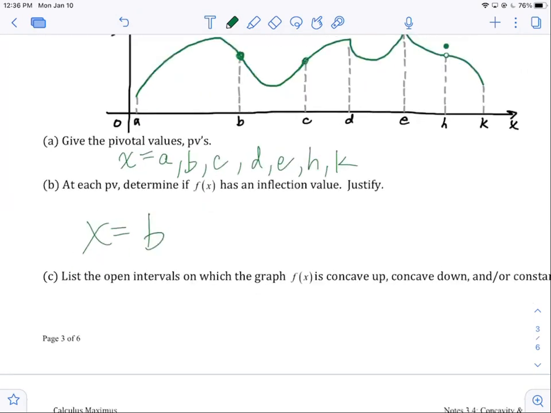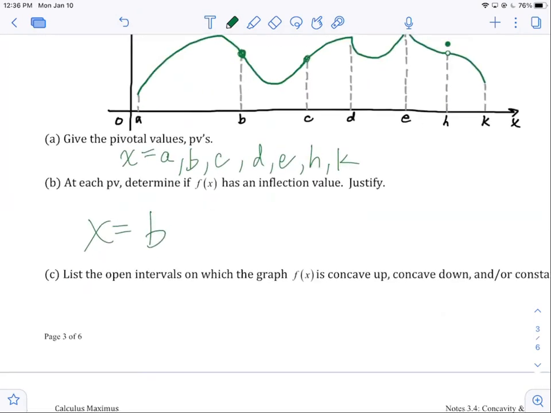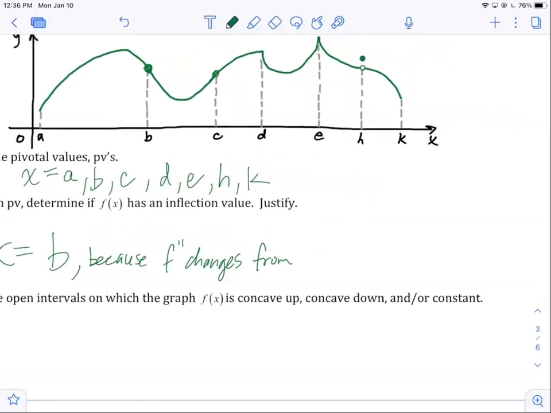Okay, let's write that so we can have a template. Okay, B, X equals B, because F double prime changes from. Now, here's where you don't want to say F double prime changes from concave down to concave up. That's F information. F double prime changes from negative to positive, where? At X equals B. It's identical to the first derivative test justification for extrema, local extrema. We're just doing it for inflection points.